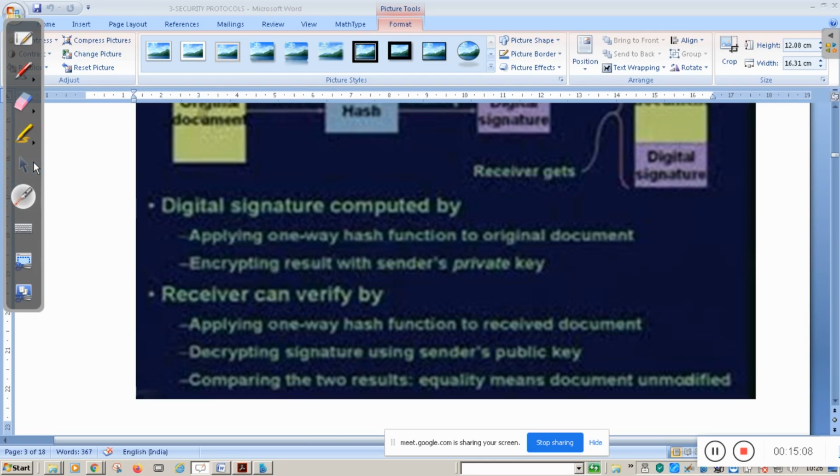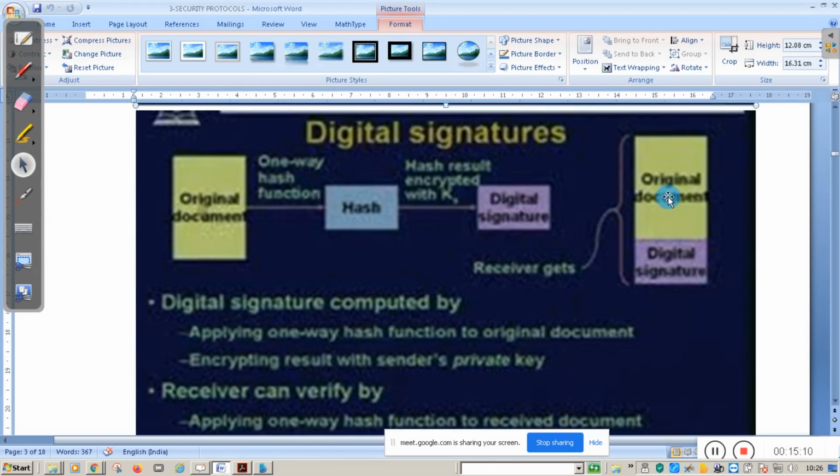Because what the receiver is doing here, the original document is there. For the received document, he will compute the hash function. Now you will check that hash value with the received hash value, like this digital signature. If both are matching, it means the original document is not modified in between. That is the thing.